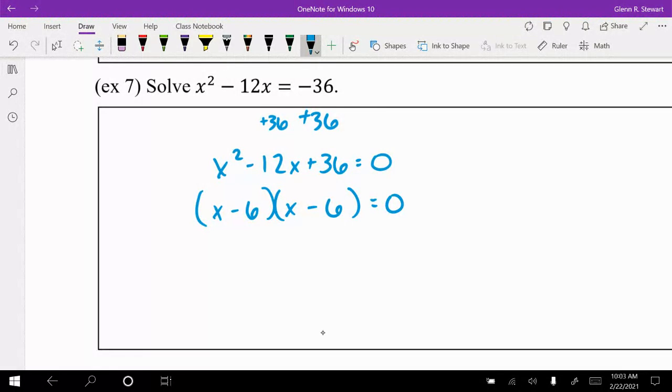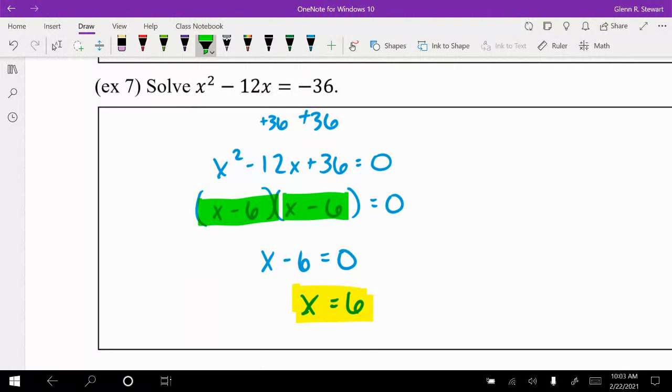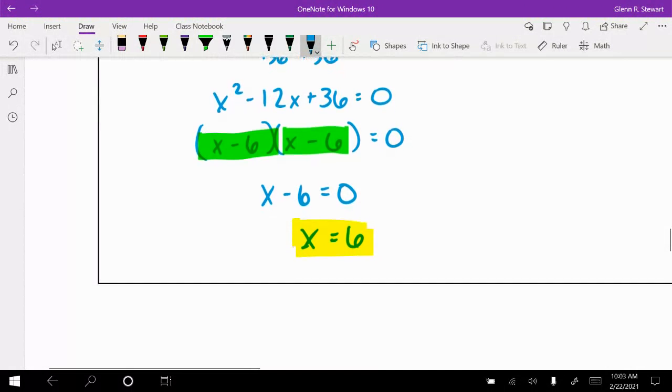Now here's a new concept: x minus 6 is twice. So we don't really have to say it twice. We'll just get one solution. Because both of these are the same, we only need to solve one of them. Graphically, something different happens whenever we have two of them. I'm not going to go into that right now, though. That's for another lesson.